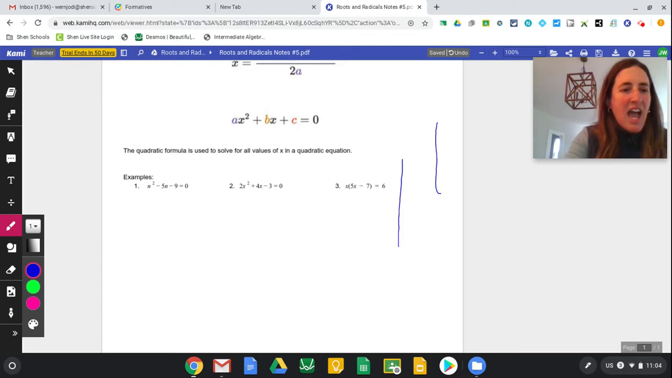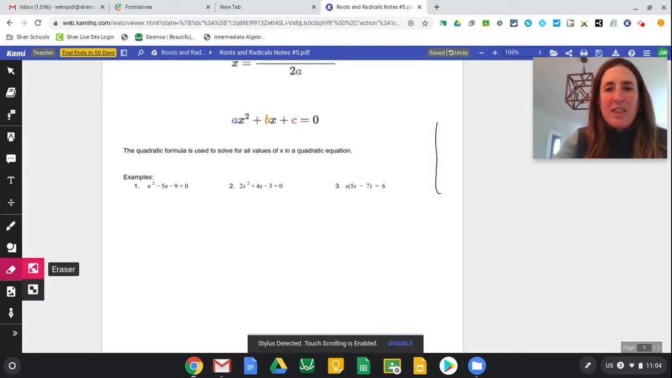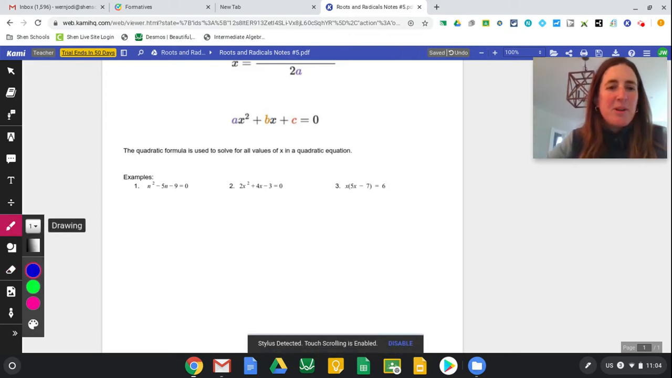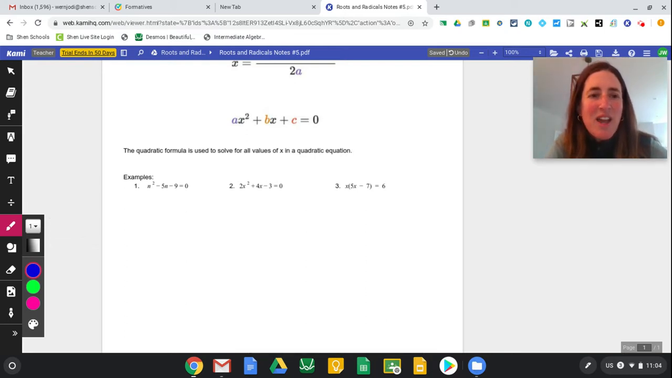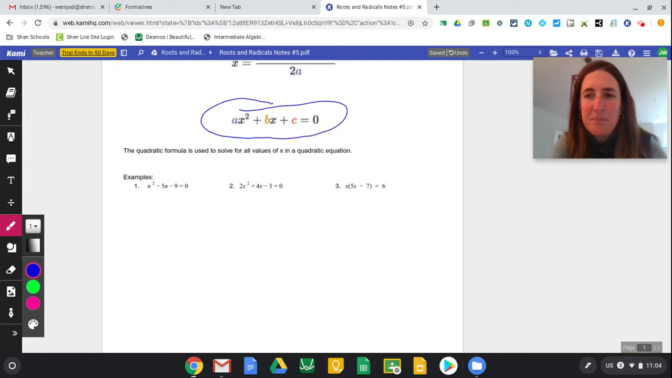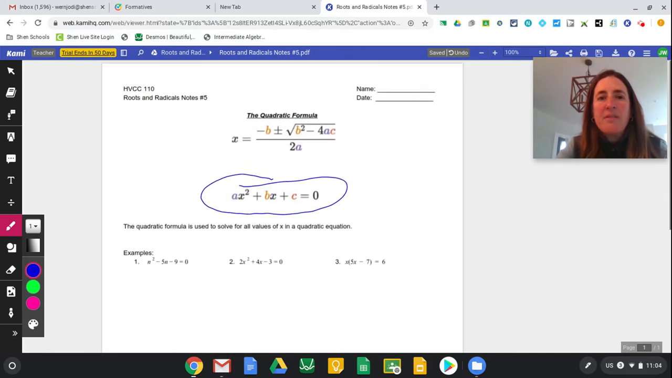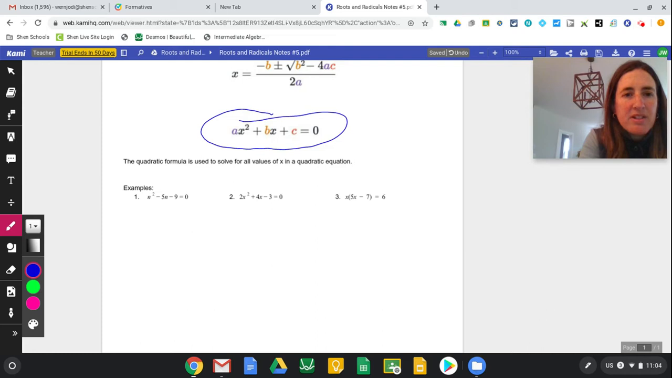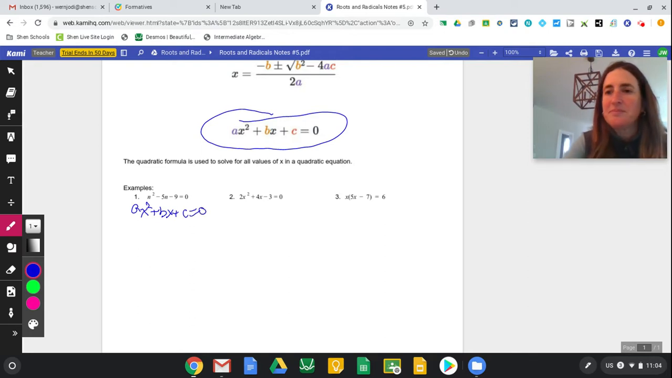Okay, so let's look at our first example. Our first example is n squared minus 5n minus 9 equals 0. So if you notice this, ax squared plus bx plus c equals 0. That is the actual quadratic equation, where up above, this is the actual quadratic formula. So what I like to do is line up underneath here, ax squared plus bx plus c equals 0.